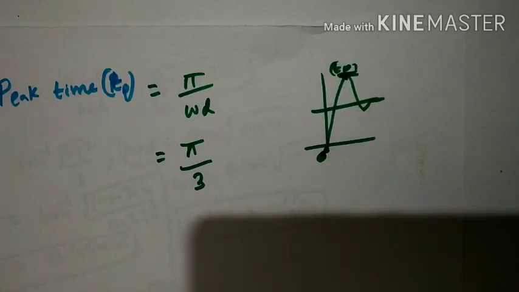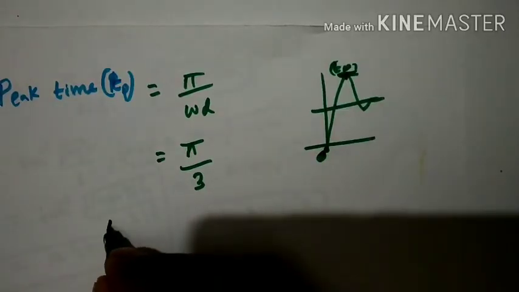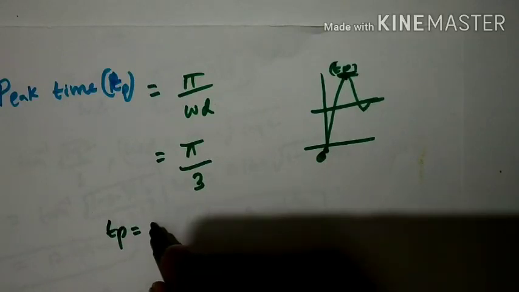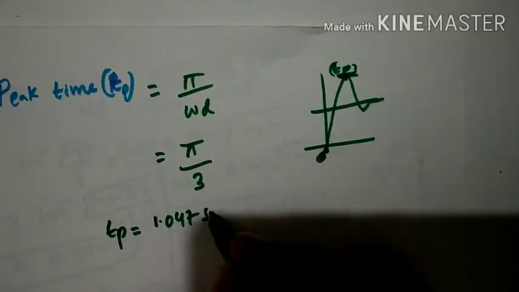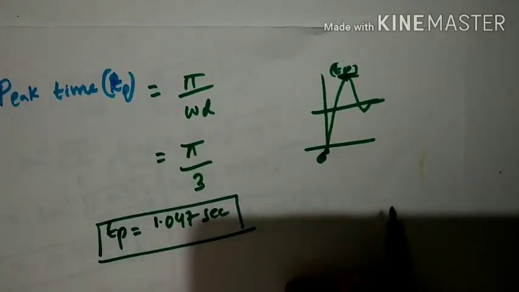3.141 divided by 3, so you get 1.047. So you get Tp equal to 1.047 seconds. So this is the Tp value. Next we have to find the settling time.